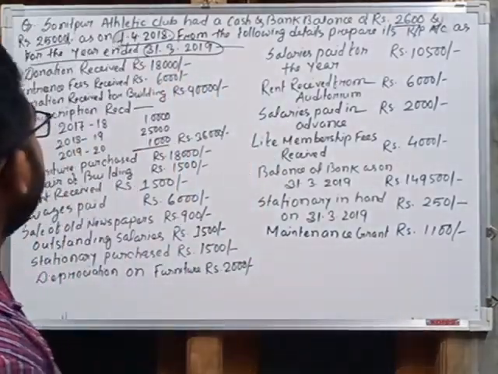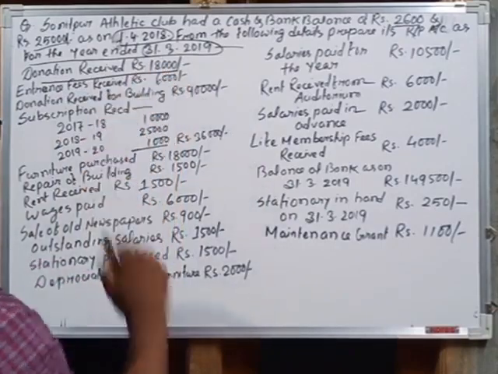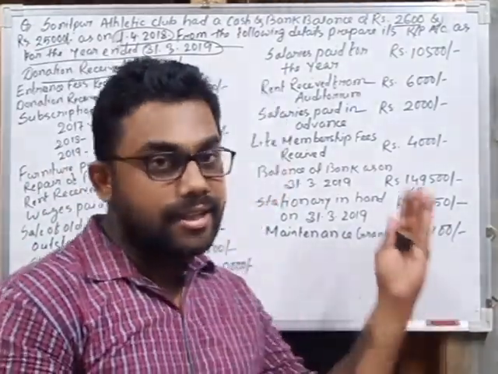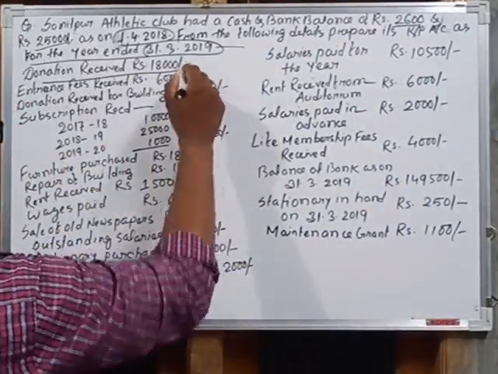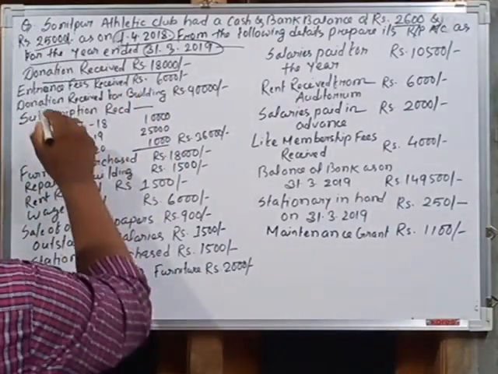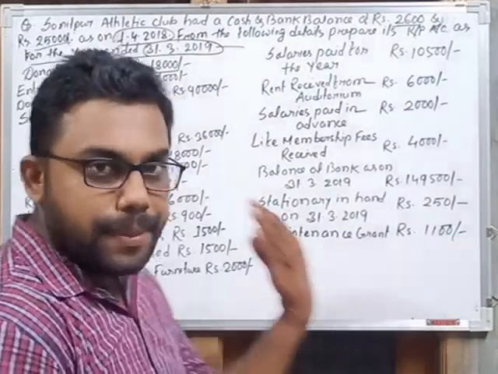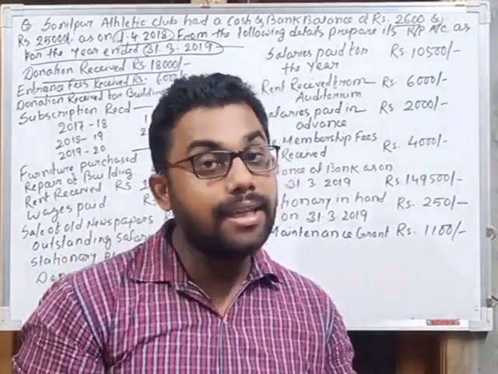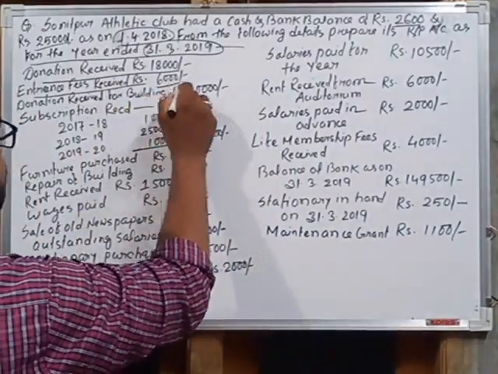So what is the information? The first information is donation received, rupees 18,000. We know what a donation is; it is a receipt for the non-trading organization. Next, entrance fees received, rupees 6,000. Entrance fees means the fees paid by a member at the time of joining the organization. So it is also a receipt, and the amount is rupees 6,000.